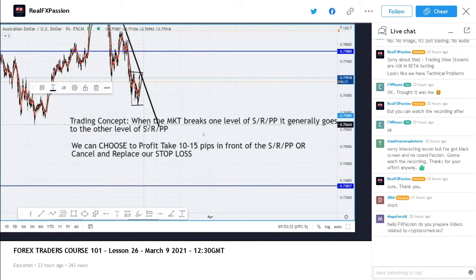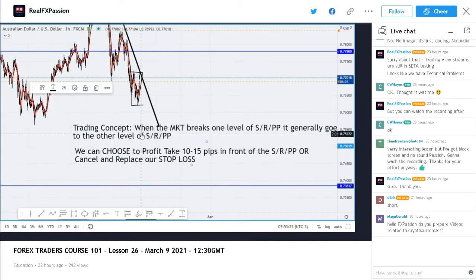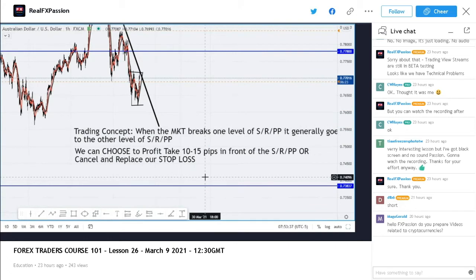DMW, great comment. There is no right or wrong. It's a choice. Okay? So what's the difference? Well, it depends on the style. If you are a day trader or intraday trader, it would make sense to profit take in front of the pivot point, support and resistance. If you're a long-term swing trader, it would make sense for you to cancel and replace.